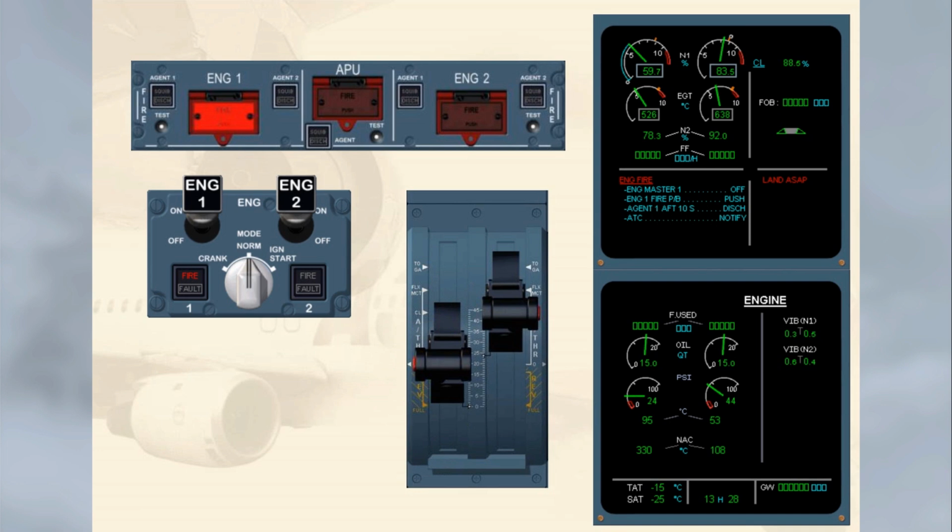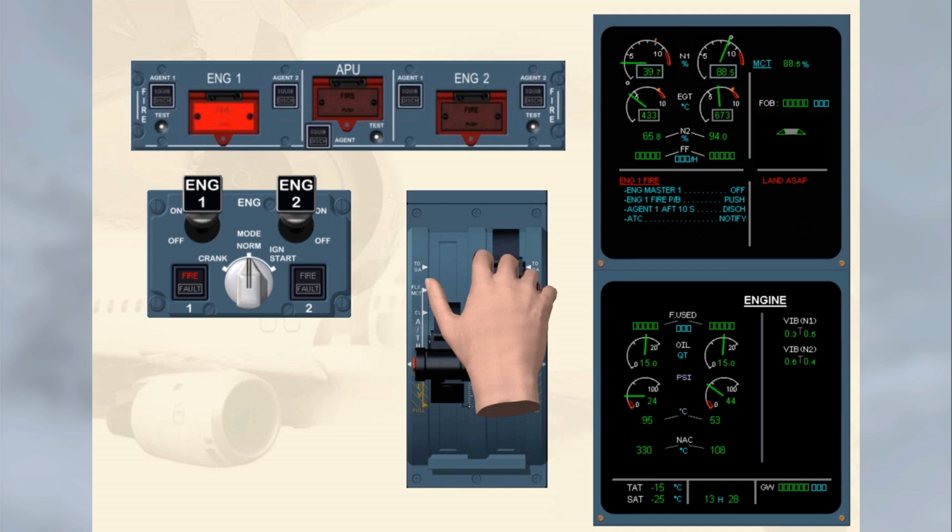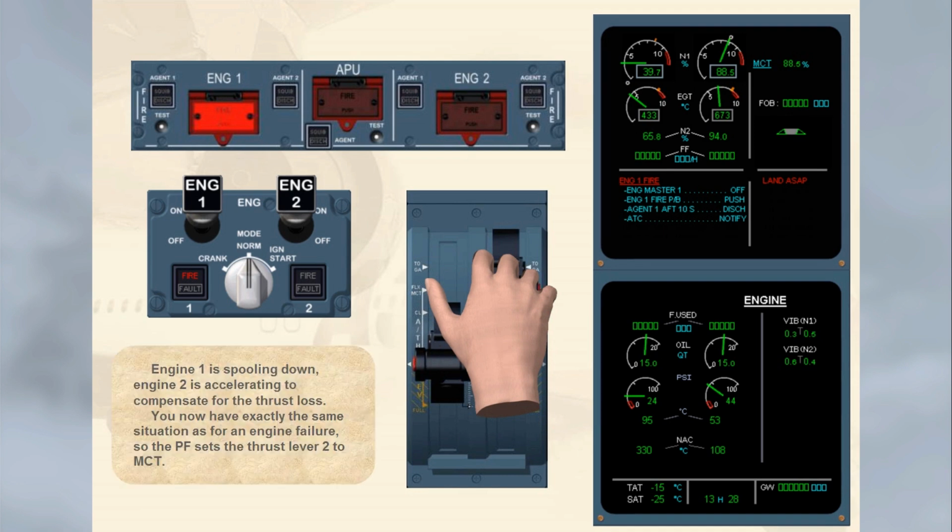Engine 1 is spooling down. Engine 2 is accelerating to compensate for the thrust loss. You now have exactly the same situation as for an engine failure. So the pilot flying sets the thrust lever 2 to MCT.